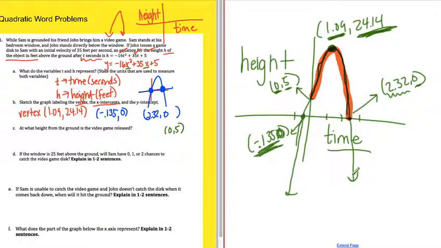Now what about this part below here? Well, if you think about these points, this would be something like 3, comma, and then you would have a negative y-coordinate. I don't know what the y-coordinate would be. You could plug 3 in and find out. But what that means is at 3 seconds, it's at a negative height, which means it went through the ground. So probably this red part is the only part that's really going to make sense. So at what height from the ground is the video game released? The answer to that would be at 5 feet, because at 0 seconds, the game is at 5 feet.